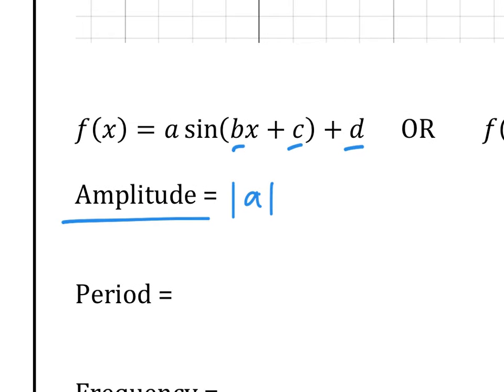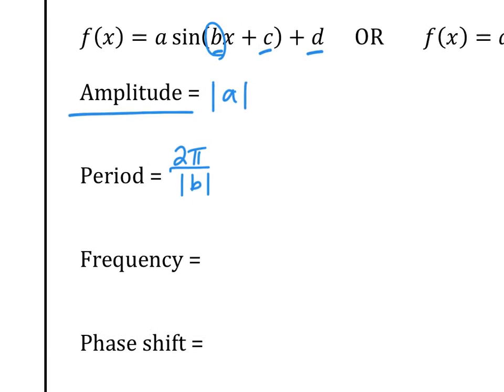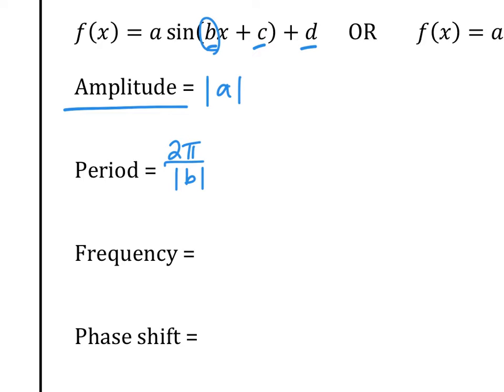What about the period? You can find the length of the period from this formula, 2 pi over absolute value of B. B is the number that's multiplied to x. The key is multiplied to x. And then we'll see how to do that in a few examples later. Frequency is going to be the reciprocal of period. So just take that formula and flip it.